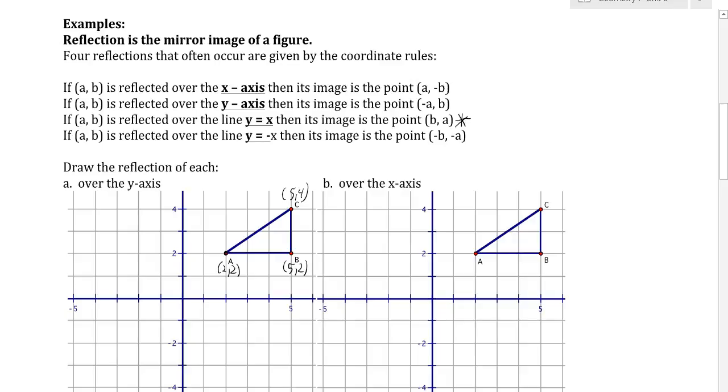And so when we reflect those points over the y-axis, here's our y-axis. And so we're taking our points (a, b) and reflecting them to (the opposite of a, b). And so (2, 2) becomes the point (negative 2, 2). The opposite of the x-coordinate, the same y-coordinate. The point (5, 2) becomes the opposite of the x-coordinate, negative 5, the same y-coordinate, positive 2. And C prime, the image of C, becomes the opposite of the x-coordinate, negative 5, the same y-coordinate, 4. And there is the image of triangle ABC.